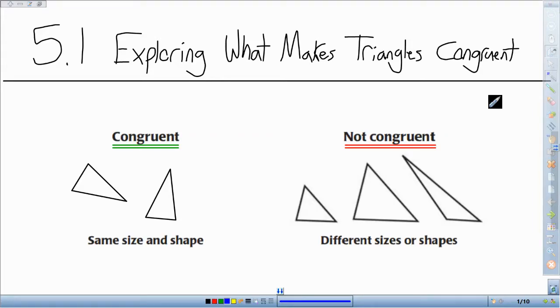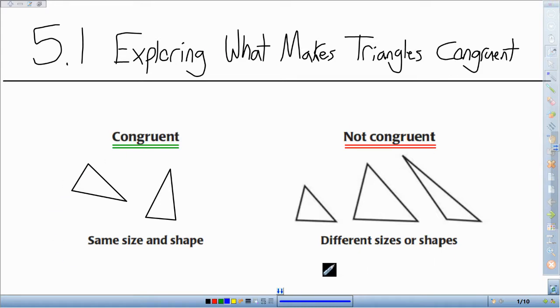Hello, everybody. So we are getting into chapter 5 today, looking at 5.1, exploring what makes triangles congruent. That's kind of the whole premise of this entire section. Congruent triangles: how do we know they're congruent, and what can we do with that? First thing, go ahead and get the title and this first slide, and then I'll explain what's going on.